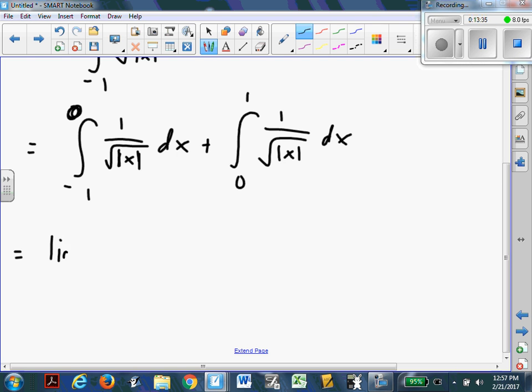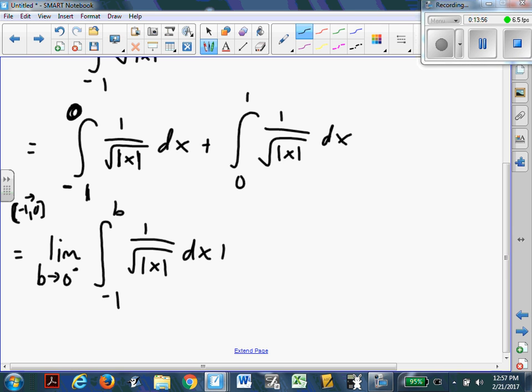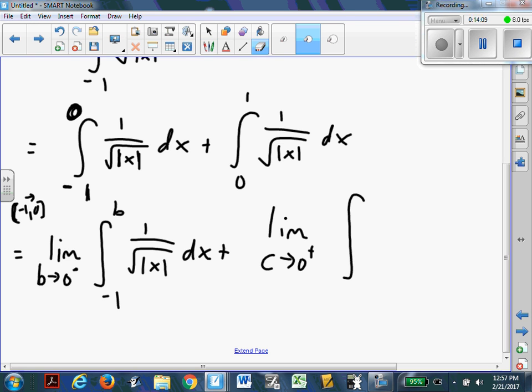So we're going to have to take some limits here. So we'll take the limit as, I don't know, b approaches 0 from the left, because when we go from negative 1 to 0, we're approaching 0 from the left of, so let's see, negative 1 to b of this, plus, and now we need another limit, so we'll take c, and here we approach 0 from the right, because if I'm on the interval from 0 to 1, then the only numbers I have in that interval are numbers to the right of 0. So this would be c to 1.